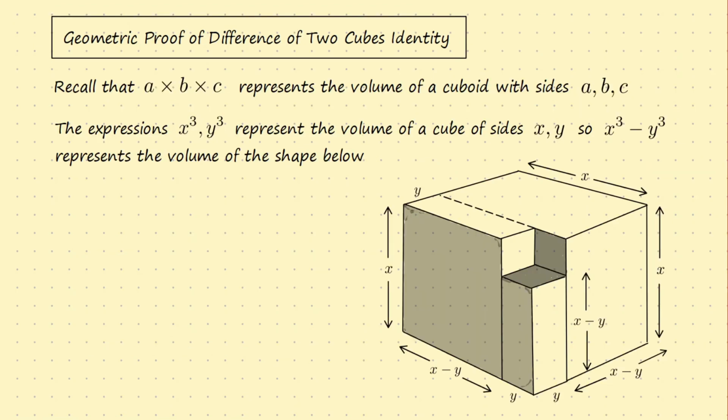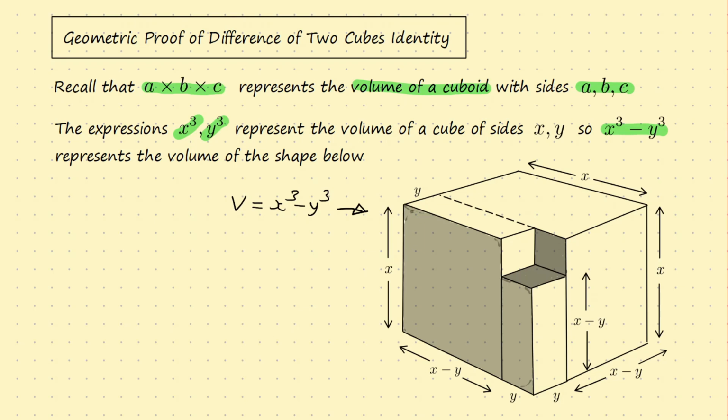This is a geometric proof of the difference of two cubes identity. So first recall that an expression like a times b times c represents the volume of a cuboid whose sides are a, b, and c. So the expression x³ - y³, which is the difference of two cubes, represents the volume of the shape shown below. It's a larger cube x³ with a smaller cube y³ removed from one corner. So the volume V of this shape is x³ - y³. At least that's one expression for the volume of this shape.